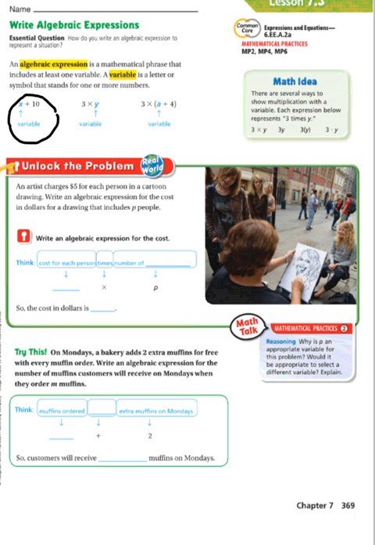Here you have the expression x plus 10. X is the variable in this expression. In the second example, you have 3 times y. Y is the variable in this second expression. And your third expression is 3 times a plus 4. A is your variable here.